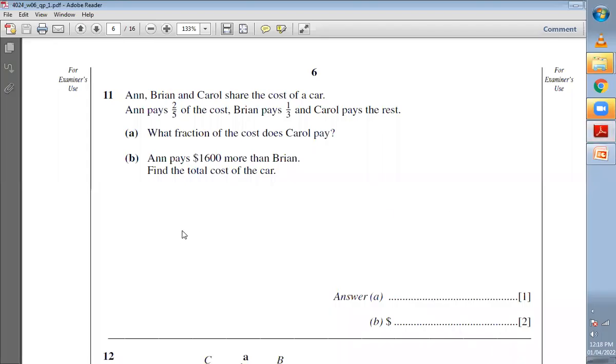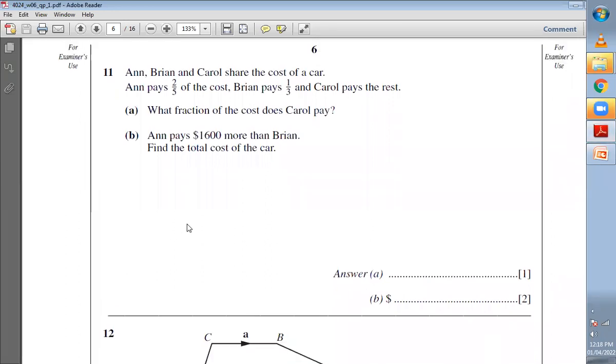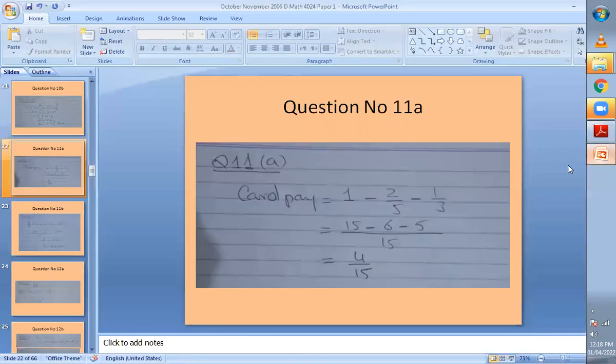Okay, so the next part. Anne pays $1,600 more than Brain. Find the total cost of the car. Okay, Anne paid 2/5 of the cost. Brain pays 1/3 of the cost. Very simple question. The difference between their contributions is 1,600.